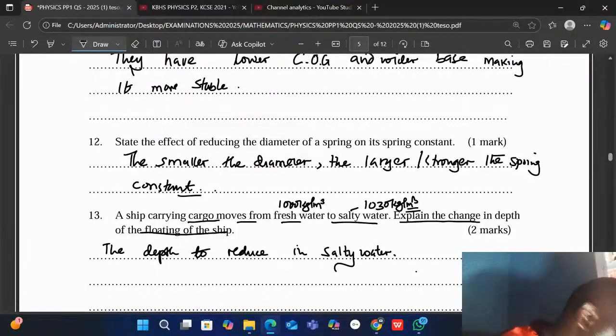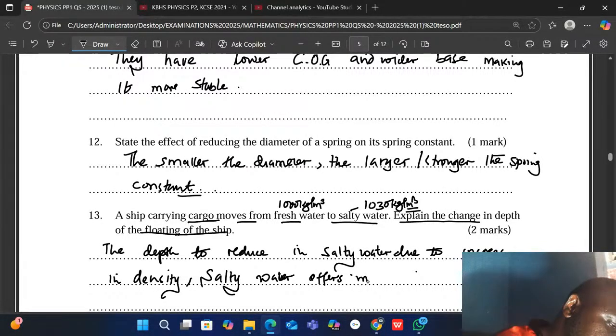Water, due to increase in density, salt water has more upthrust force than fresh water.